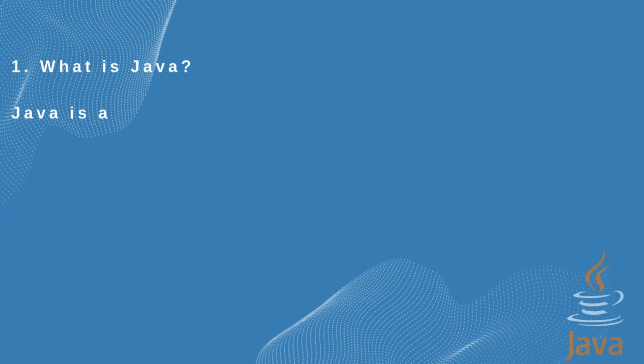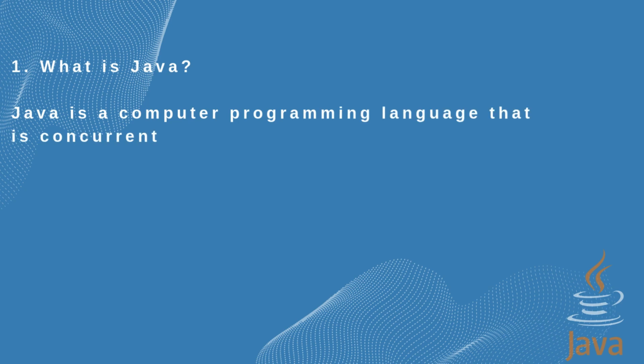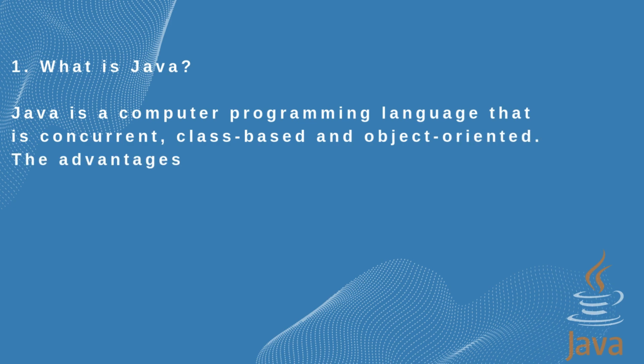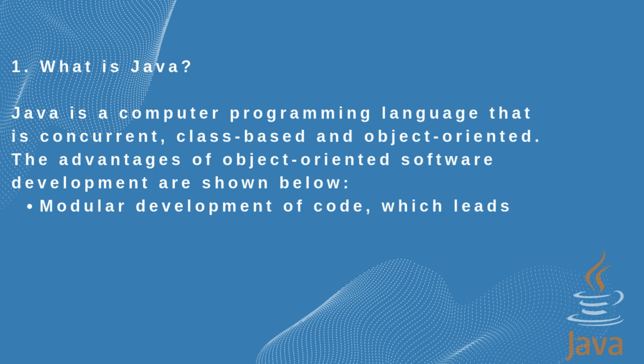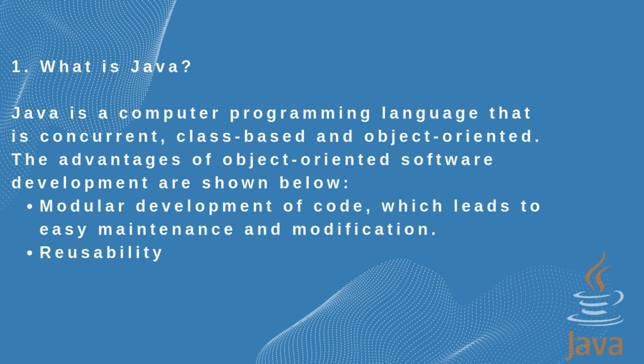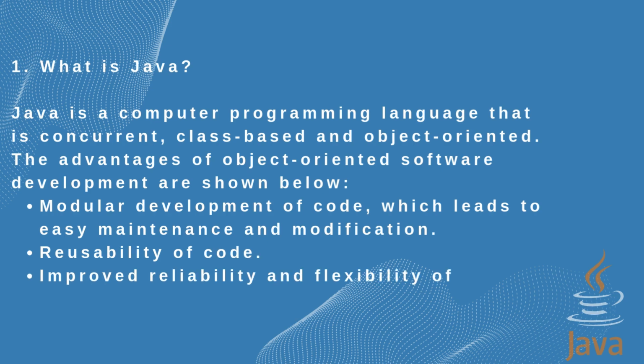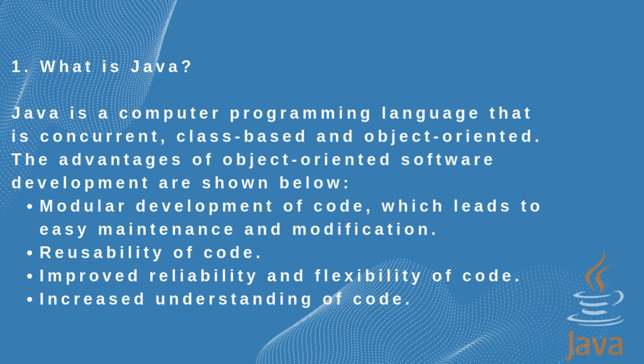What is Java? Java is a computer programming language that is concurrent, class-based, and object-oriented. The advantages of object-oriented software development are: 1. Modular development of code, which leads to easy maintenance and modification. 2. Reusability of code. 3. Improved reliability and flexibility of code. 4. Increased understanding of code.